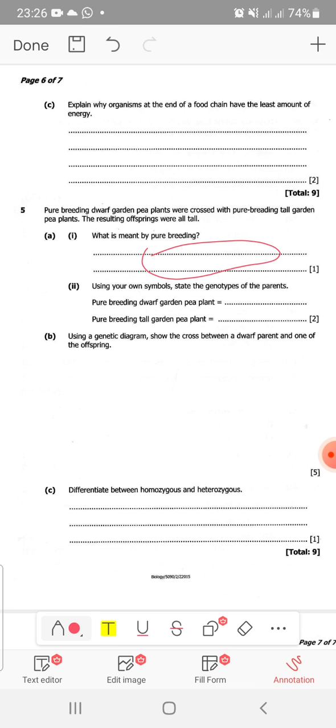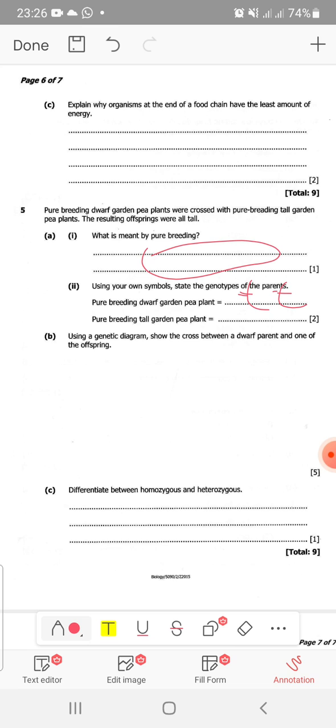Question 2, Roman numeral 2: using your own symbols, state the genotypes of the parents. For a pure breeding dwarf garden pea plant, you are going to use the small letter t. You are supposed to use your own symbols, but usually T is used to represent tallness or shortness. So I'm going to use t as my symbol. Okay, that's for a dwarf.